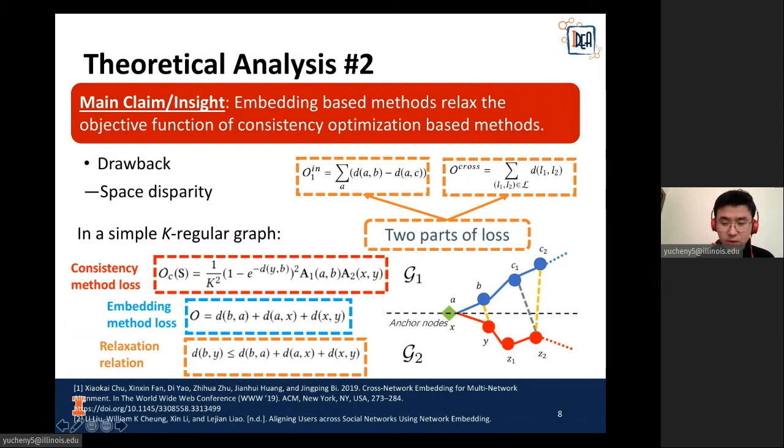So there will be some errors in the embedding process, because it optimizes the first network and the second network separately. For example, if B and Y should be aligned together, the embedding-based methods cannot embed them in the same space. So there will exist some distance between B and Y. This kind of error will accumulate for nodes C1, C2, and Z1, Z2. It seems that C1 should be aligned to Z1 and C2 to Z2. However, in most embedding-based methods, C1 might be aligned to Z2, which is a wrong alignment result. So this is the drawback of embedding-based methods: the space disparity.